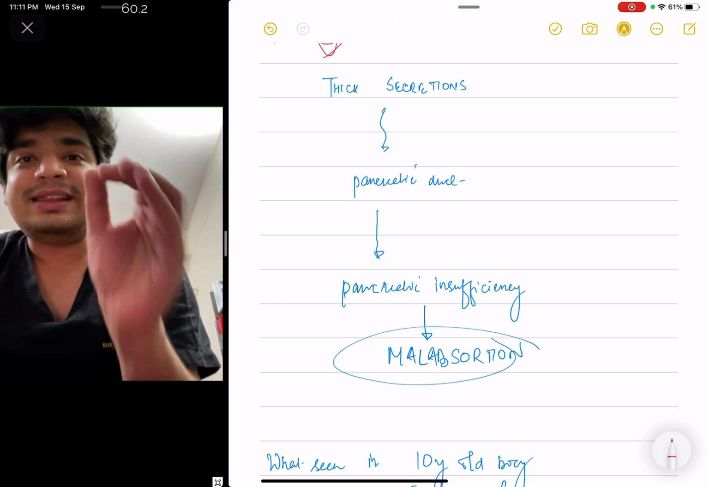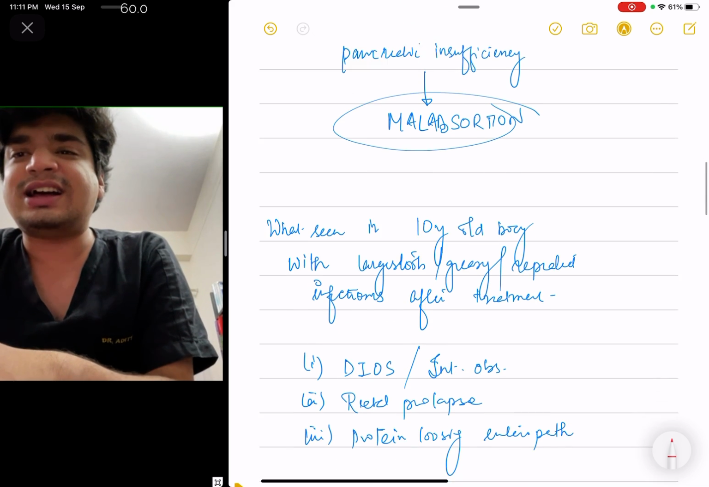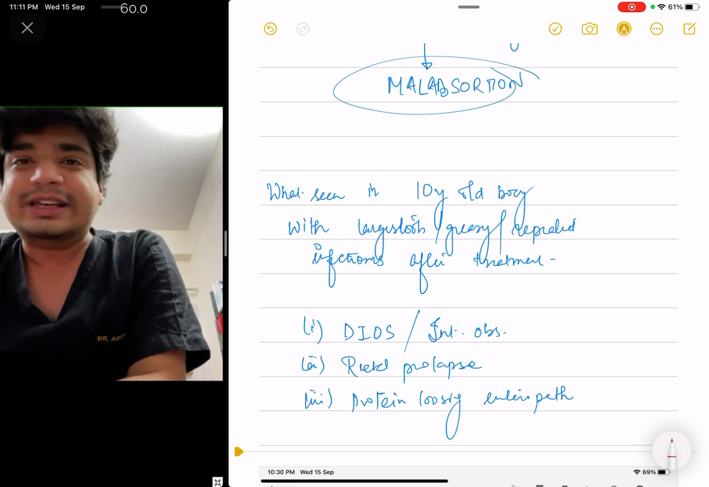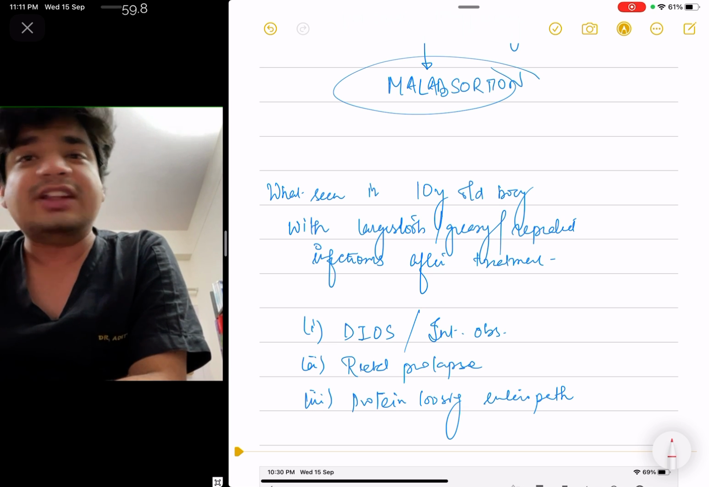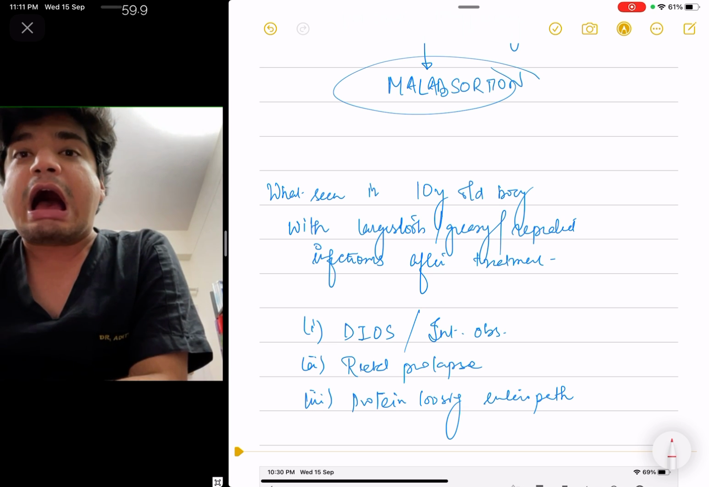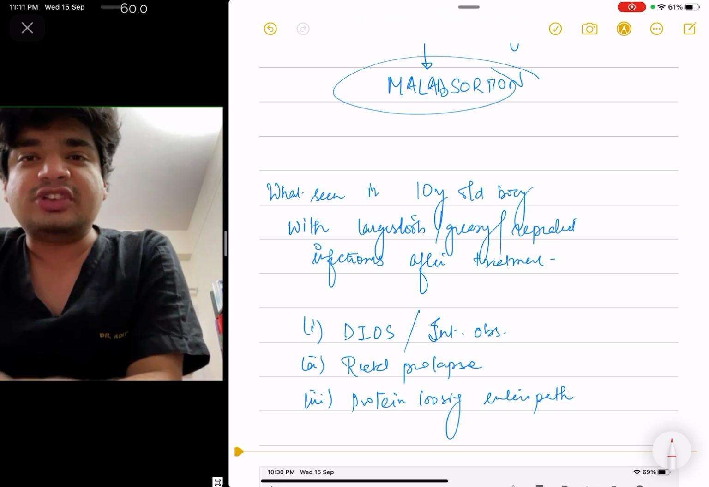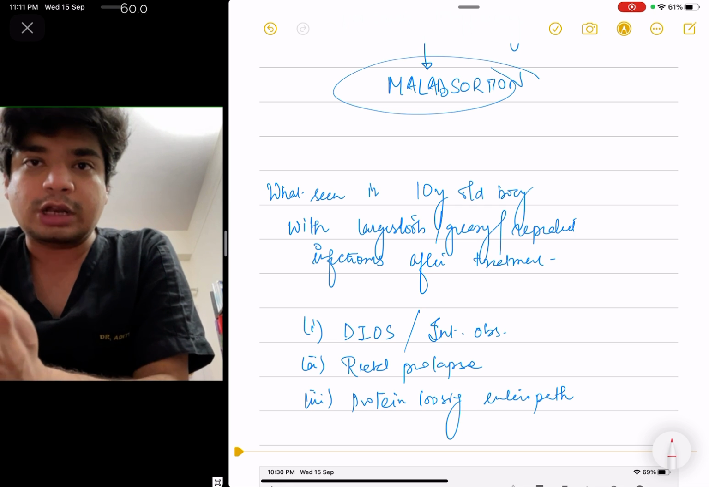With this in mind, let's see what the actual question was. The question that I asked was: what is seen in a 10-year-old boy with large stool, greasy stool, repeated infection, and high stool fat percentage? What is the most common complication? What is expected after treatment? This is the most authentic version that I have gotten from a lot of people.